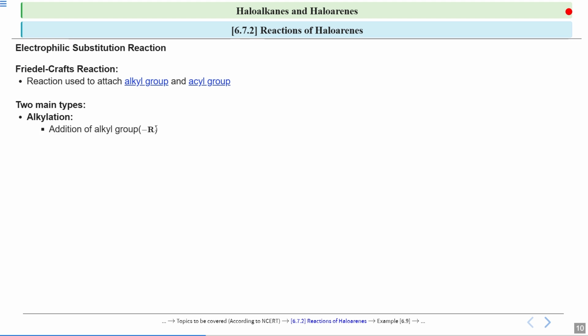So the alkyl group, that means the R group, is added. The alkyl group acts as an electrophile here. R positive, the alkyl group, acts as an electrophile and attacks the haloarene. So we are talking about the first type of Friedel-Crafts reaction, alkylation, where the addition of an alkyl group happens on the haloarenes, and the electrophile here is the alkyl group, R positive.